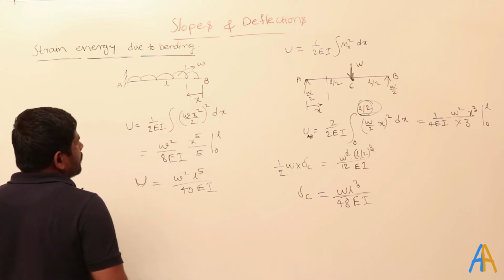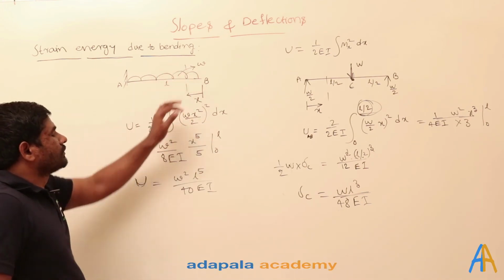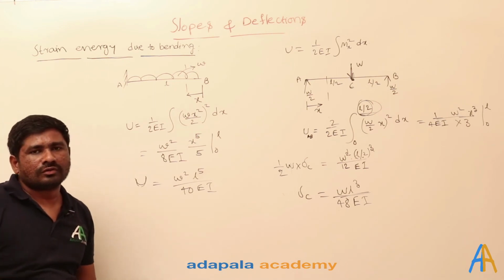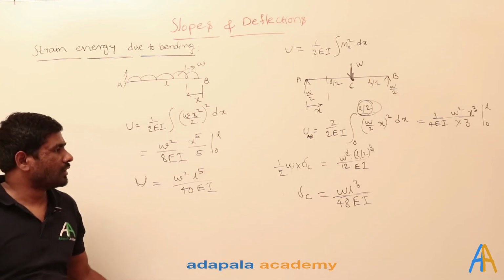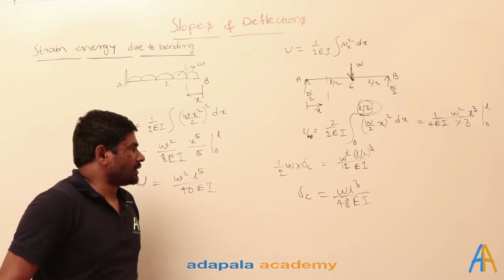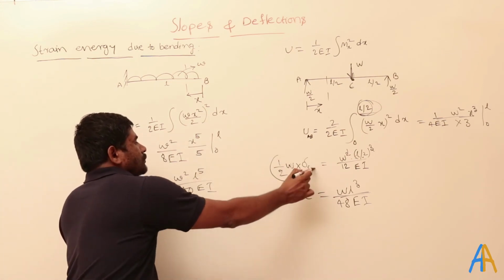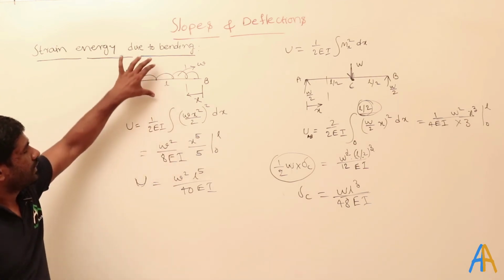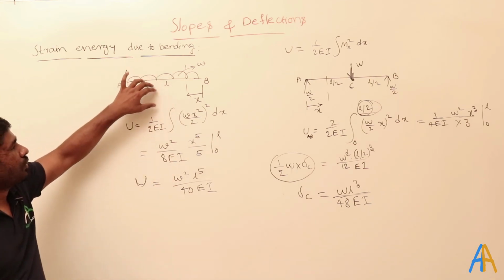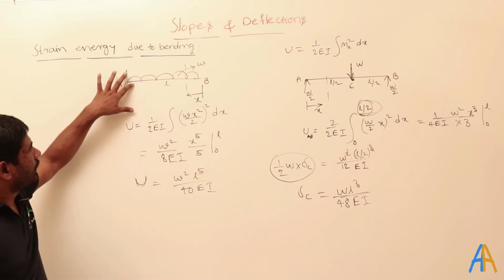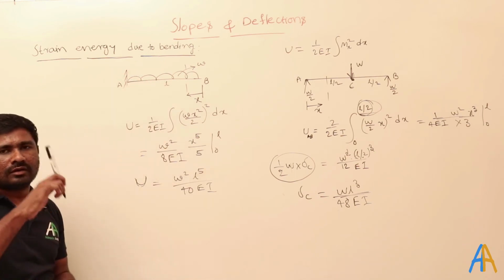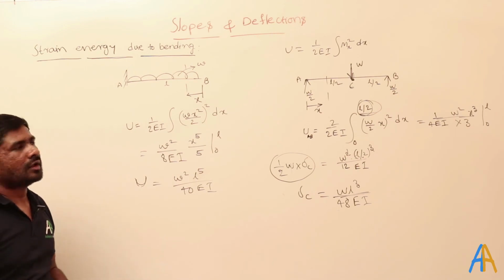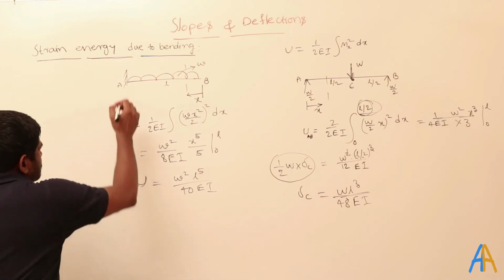But here how to find the deflection at the point B? I mentioned that whenever you have a point load, only then can we use the work done formula. But in this case, what is happening? There is no point load, but instead the entire beam is like an infinite number of point loads. In such cases, what is happening?